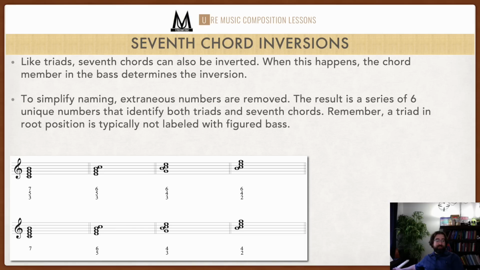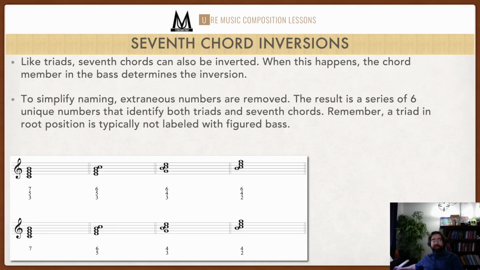So if you have a triad that's in a seventh that's in first inversion, you label it as 6, 5. We don't write the 3 underneath it. And another way to think of this is that a first inversion seventh or triad has a third in the bass. So now if you take the E and you move it on top, you end up with a G in the bass.